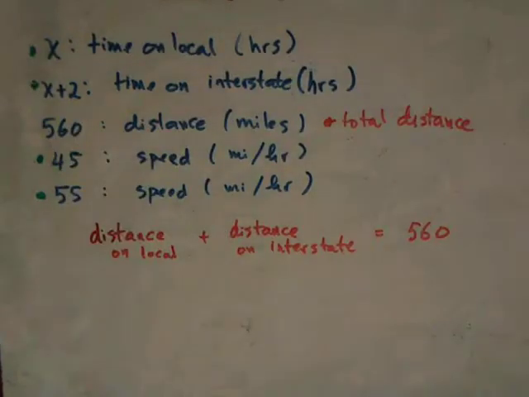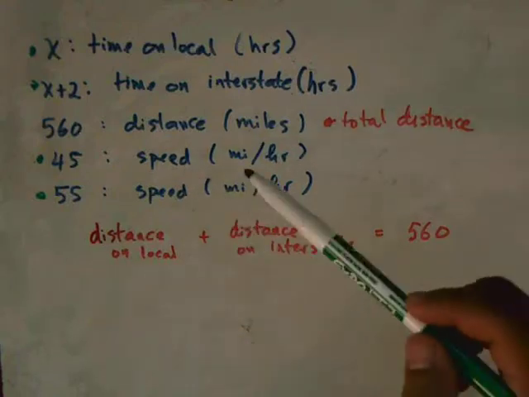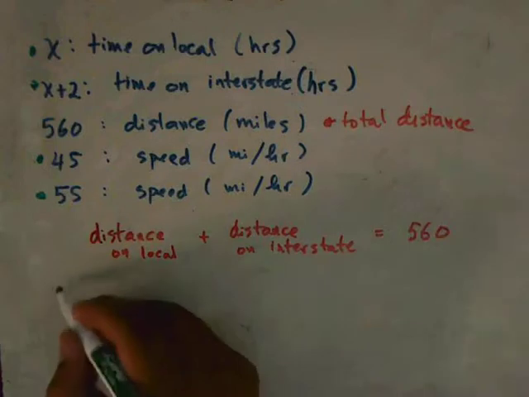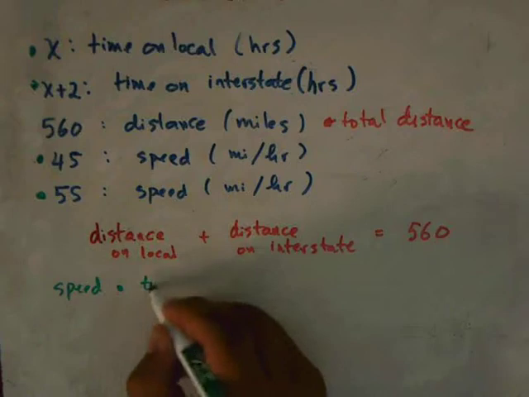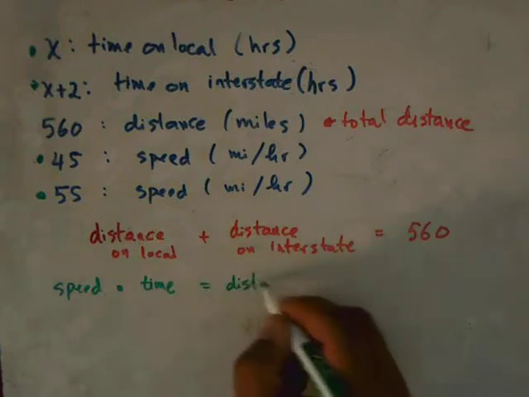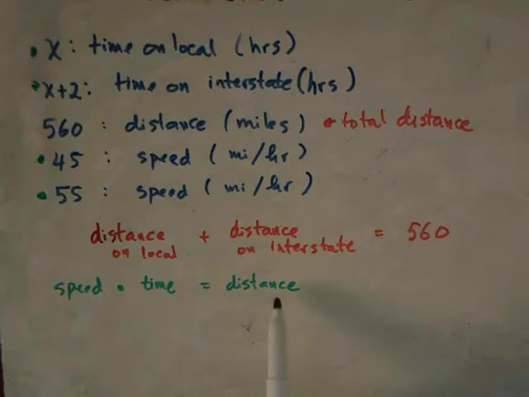So one of the things that we do know is that if you take speed and you multiply it by time, you will get distance. So speed times time will give you distance. In other words, if you go 45 miles per hour for 2 hours, you get a distance of 90 miles. So with that in mind, we can actually use this in our work.